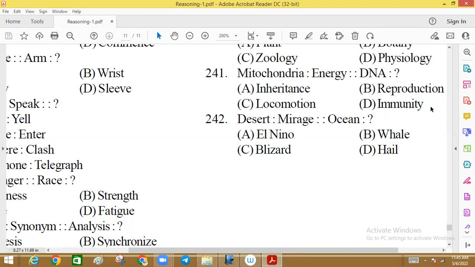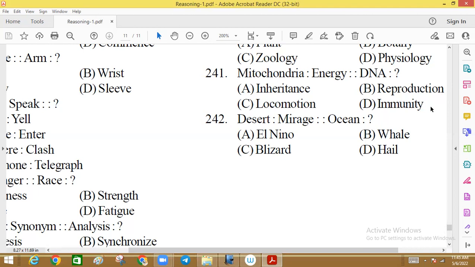Hail means... they use this word whenever Chris Gayle scores a century, the Gayle storm. Instead of hailstorm, they use Gayle storm. What is the meaning of hail? Hailstorm means falling ice from the sky. So, what is the answer? El Nino is the answer. El Nino is a phenomenon that occurs in the ocean.